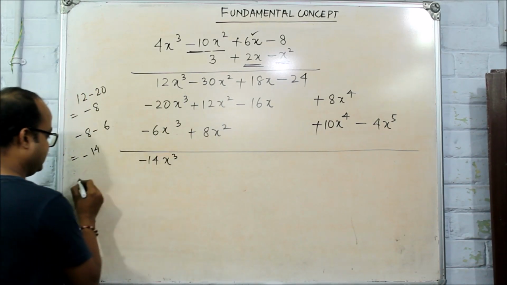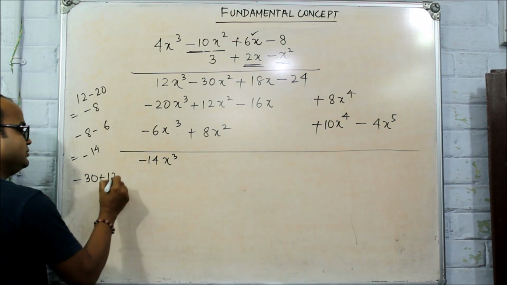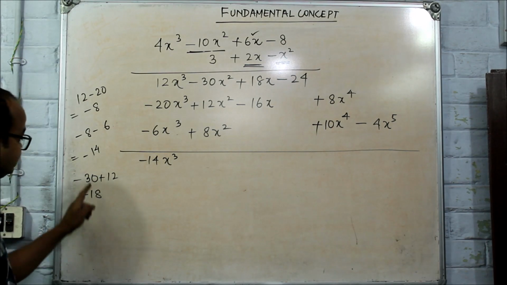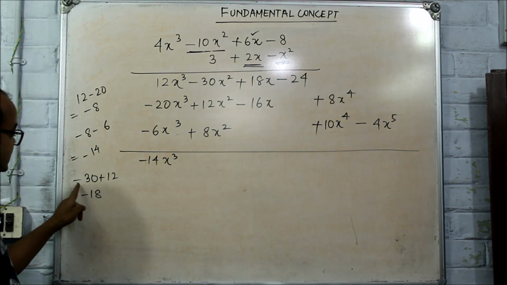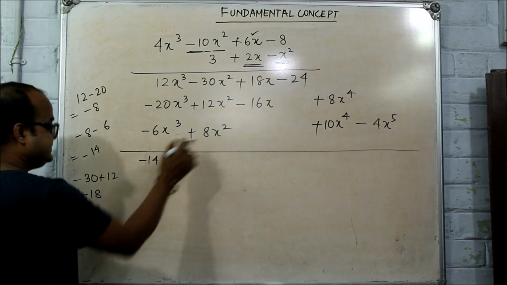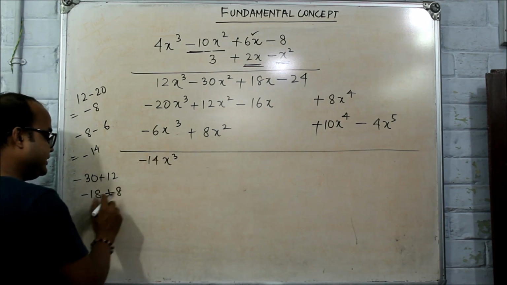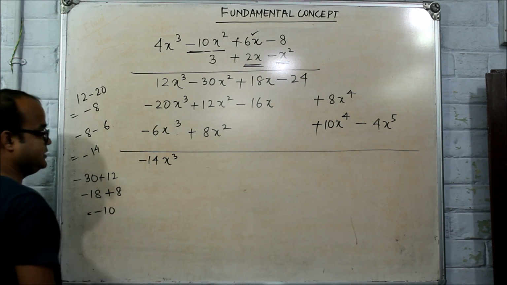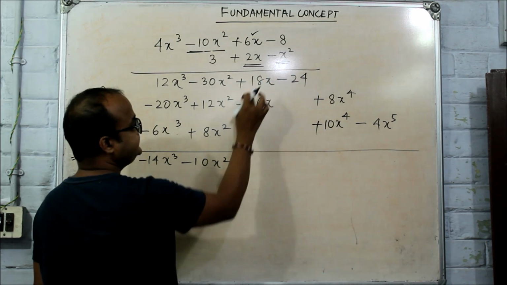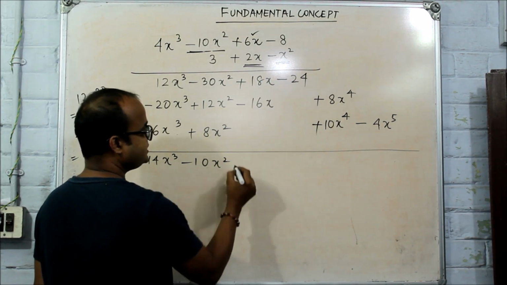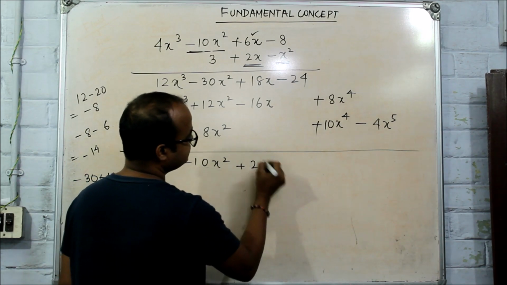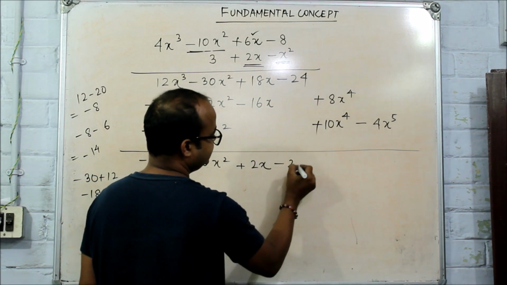Minus 30 plus 12. So this is equal to, if you simplify, minus 18. Why minus 18? Because 30 is bigger in magnitude, so the result will carry the sign of the bigger quantity. Plus 8. Minus 18 plus 8 is equal to minus 10. So you write minus 10x square. 18 minus 16 is plus 2, so you write plus 2x. Single term, so you just need to write 24.